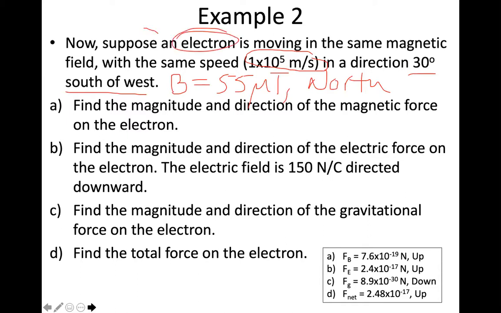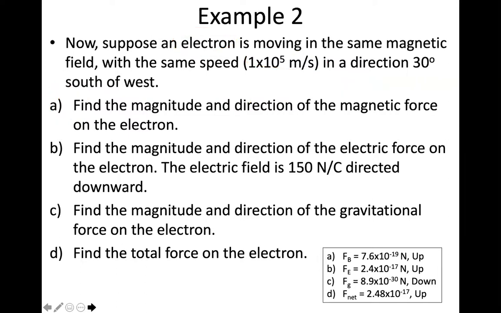So first we want to find the magnitude and direction of the magnetic force. Then we want to find the magnitude and direction of the electric force on this electron. Then we want to find the magnitude and direction of the gravitational force on this electron, and then of course the total. Okay, so let's really focus here on this new right-hand rule and cross product. So let's get a whiteboard and let's write everything we need, everything we have.